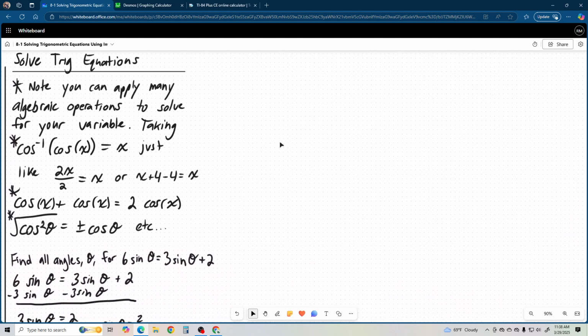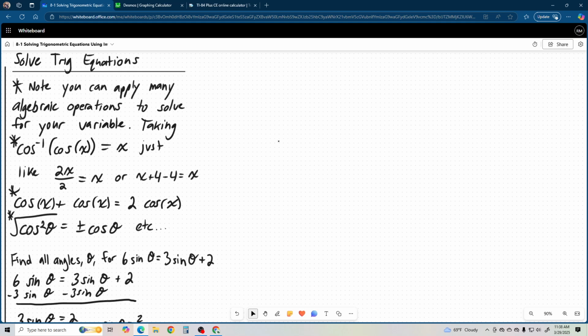All right. So, like I said, let's go ahead and solve trig equations. And the thing about solving trig equations is a lot of people overcomplicate this. It really is as simple as doing exactly what you would do if the trigonometric part of the equation were just an x or a variable. It really makes the problems a little bit easier. And I'll show you what I mean, okay? So you can apply a lot of the same algebraic operations you could use before.